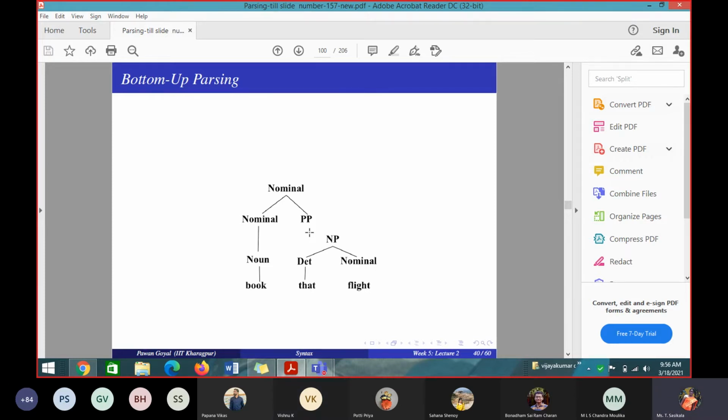Okay, then I don't know. I have not seen the rules, that's why I told you to write a rule. So nominal gives nominal noun. That is not possible. So next, nominal gives nominal PP. Then with that, PP gives NP. Wait. From that also I cannot derive, I think. So this path is not correct.